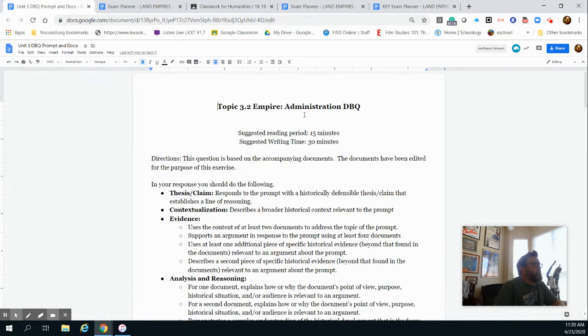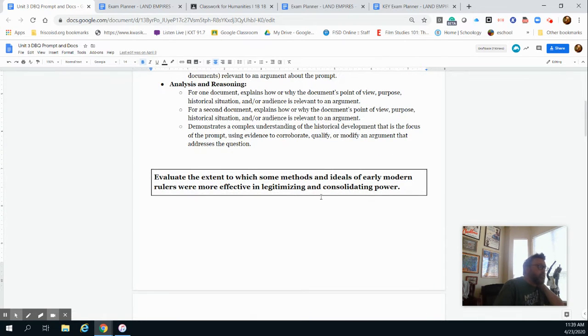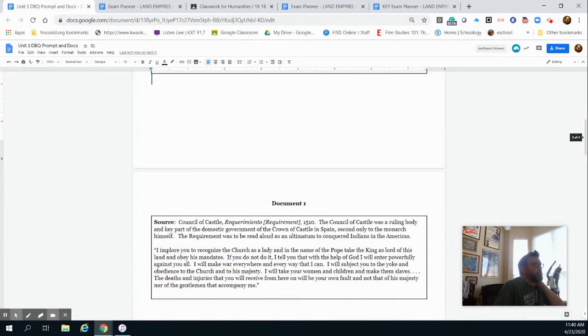This was the prompt. It was from Unit 3 about the key concept of how empires or land empires are administered. The question was evaluate the extent to which some methods and ideals of early modern rulers were more effective in legitimizing and consolidating power. You've had this question 1,000 times in your 2 years. The documents, though, are different.